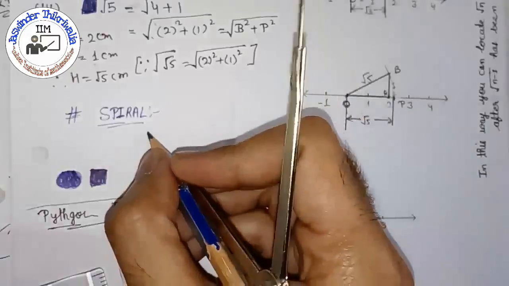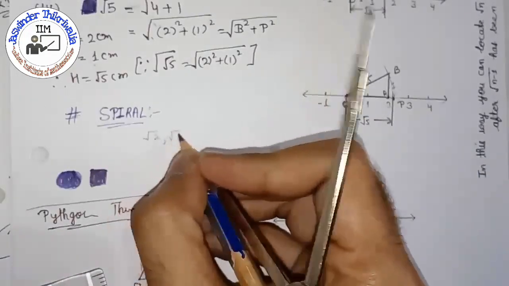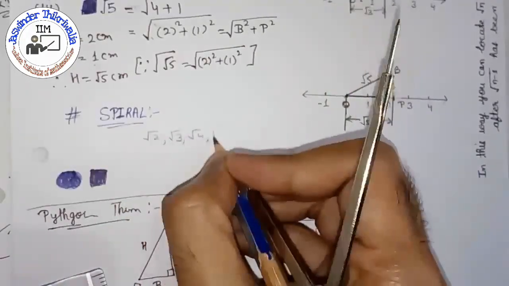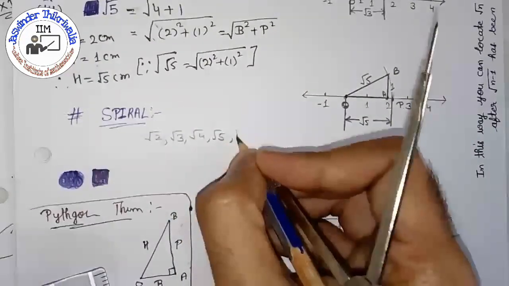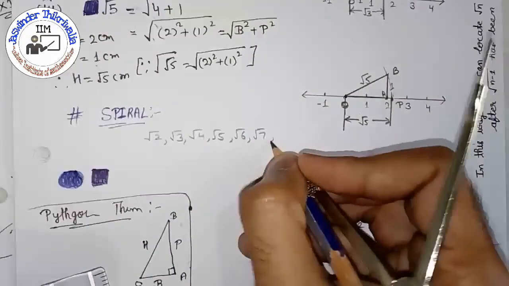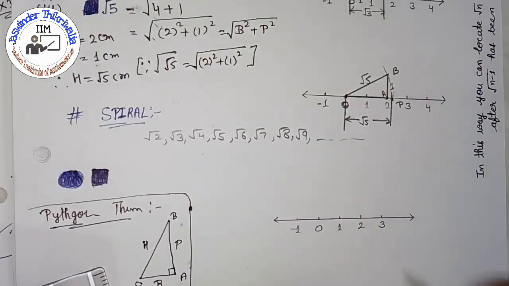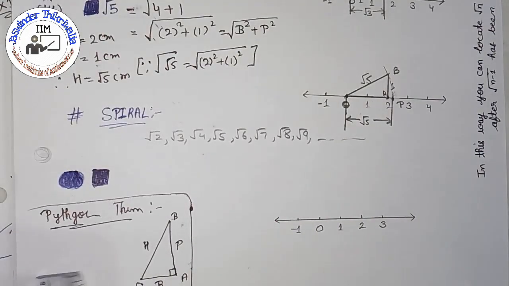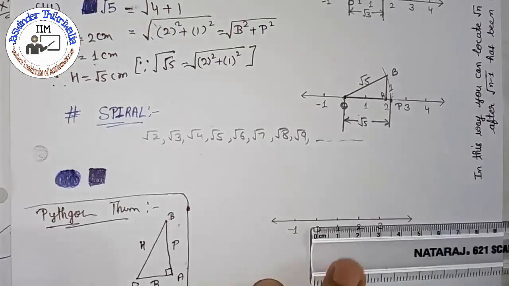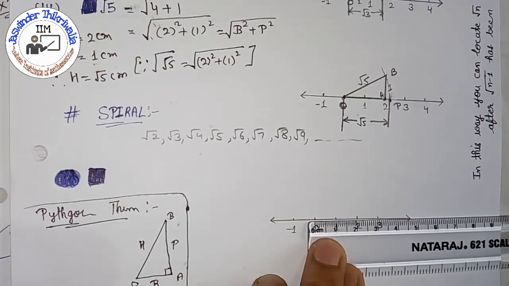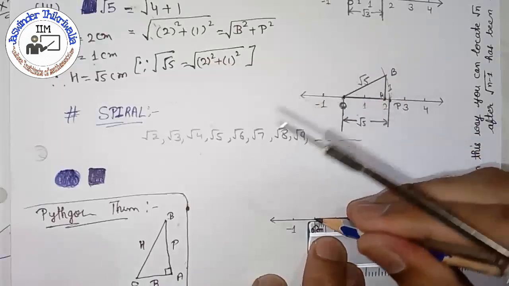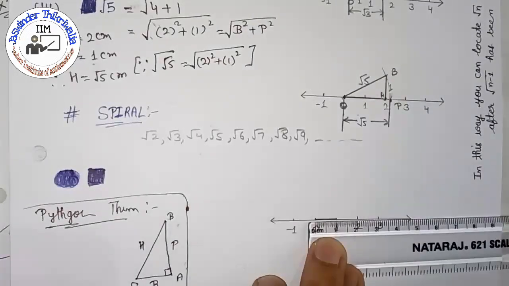Why? Because we will make a continuous chain of under root 2, under root 3, under root 4, under root 5, under root 6, under root 7, under root 8, under root 9 and so on. This will make a spiral over here. First of all we will start from under root 2. For under root 2, I told you we need a base of 1 centimeter.